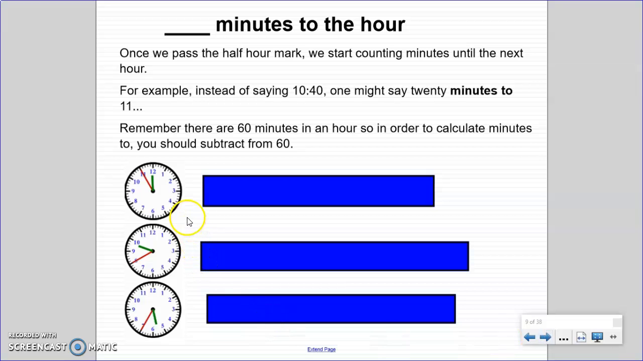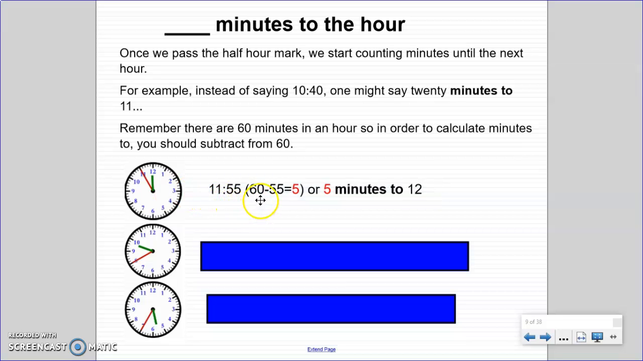For example, the time shown on this clock is 11:55. Not quite 12 o'clock yet. I take the number of minutes in an hour, 60, and subtract 55. That leaves 5 minutes until the next hour. Some people might call this time 5 minutes to 12.